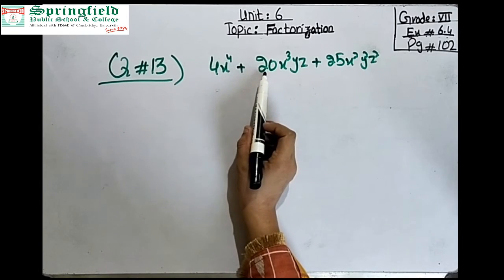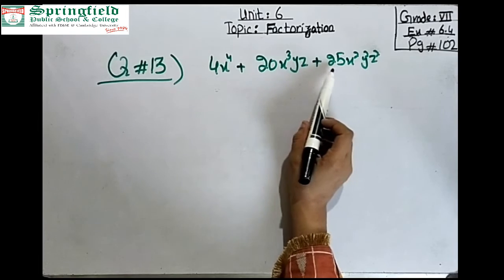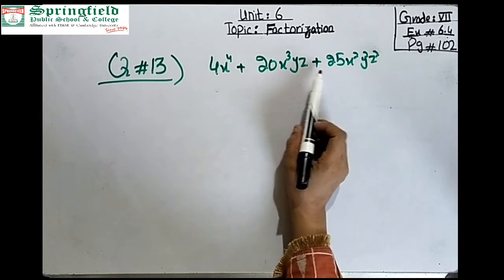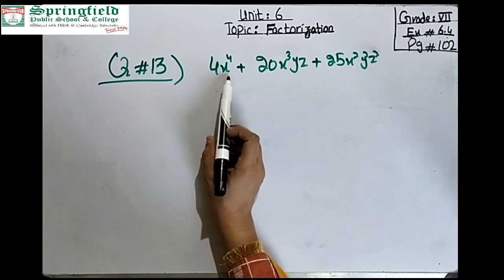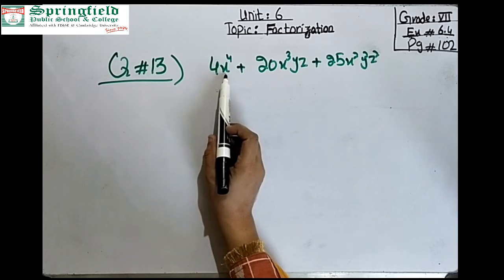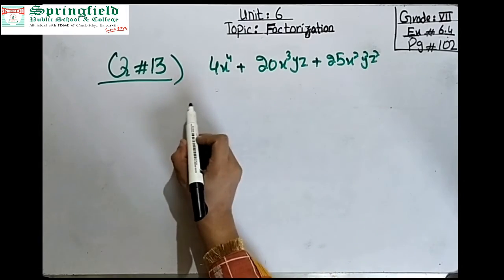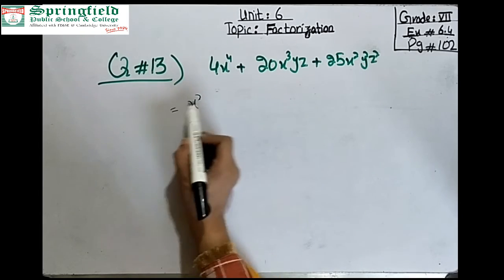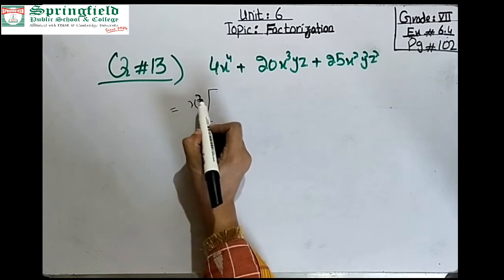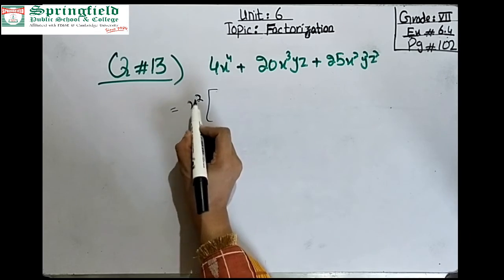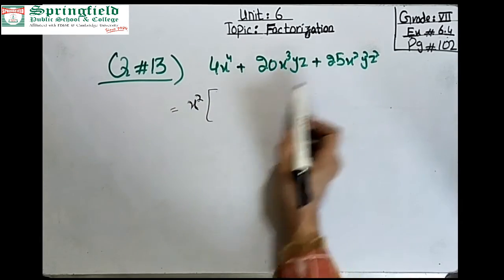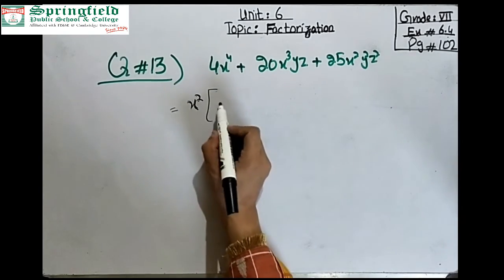For x to the power 4, 20 comes in the table of 4 but 25 does not. So it means we cannot take the 4 common. So x square, x to the power 4, x cube, x square. It means we can take x square common. The lowest power of the variable x is x square. It means we can take x square common.